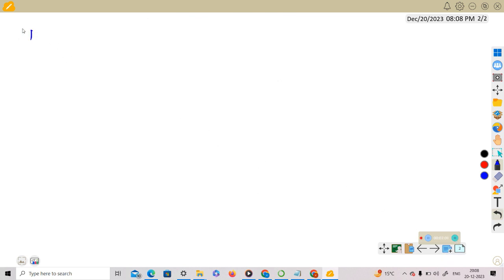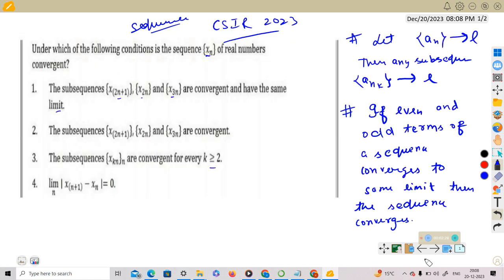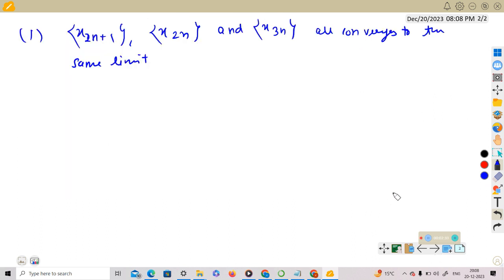In the first part we are given that x2n+1, x2n and x3n all converge to the same limit. So these are the odd terms and these are the even terms. So from the previous result, xn will converge in this case.